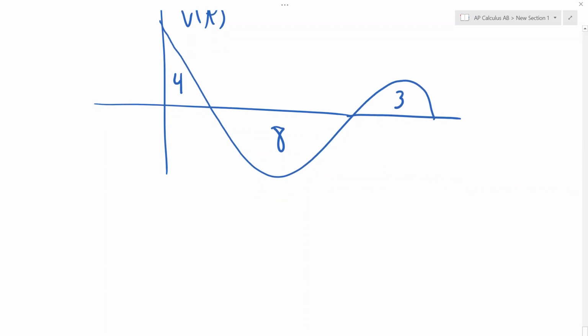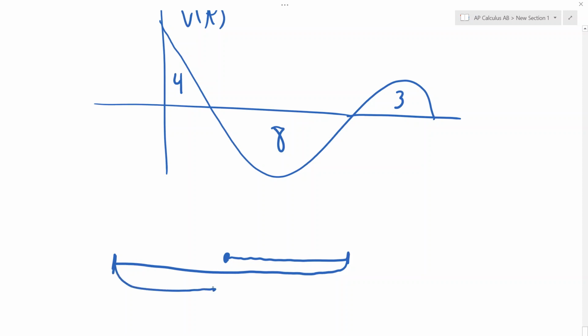So if I had to graph that motion, if I started somewhere, I'm going forward to a distance of 4, then I'm going backwards 8, which puts me at the position of -4, really, from where I started, and then I'm going forward again 3. What would my displacement be on that interval? -1.